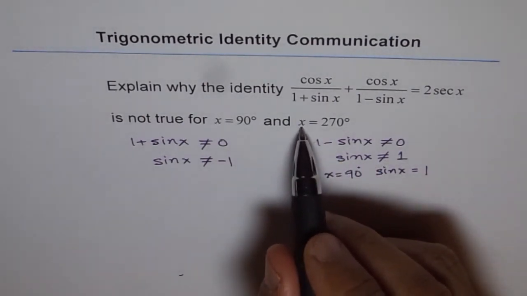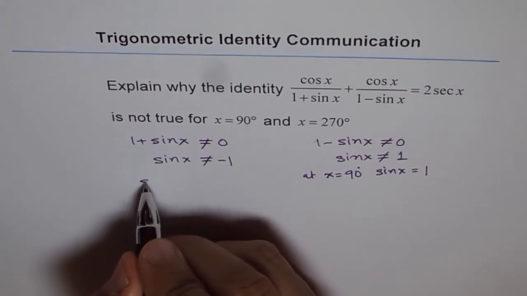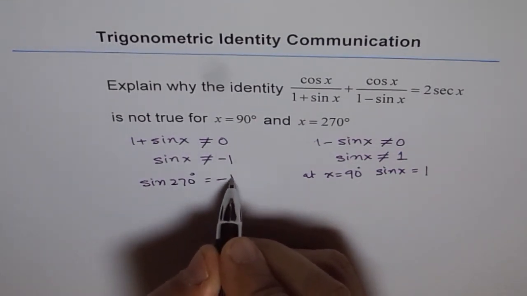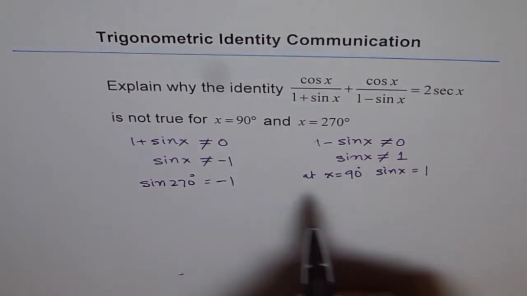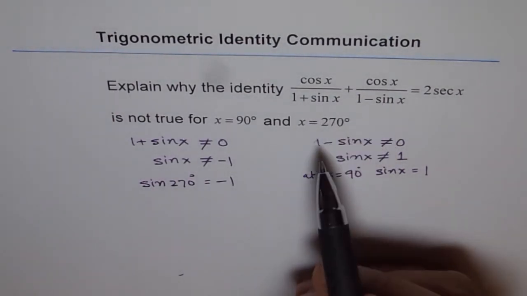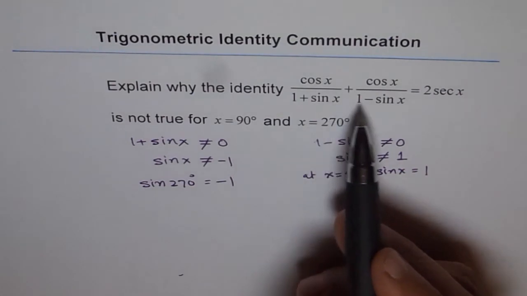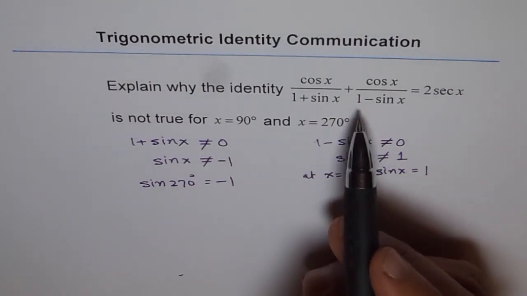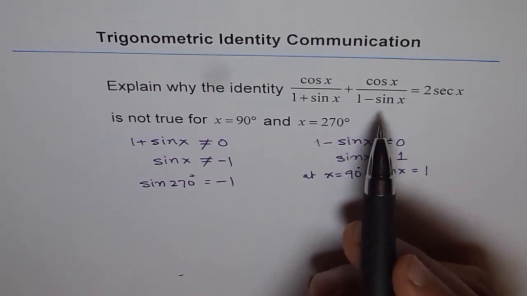Similarly, if we write 270 for x, we know sine of 270 degrees is equal to minus 1. That is restricted. These values will make the denominator 0, and therefore this identity will not be defined, and that is a restriction on this identity.